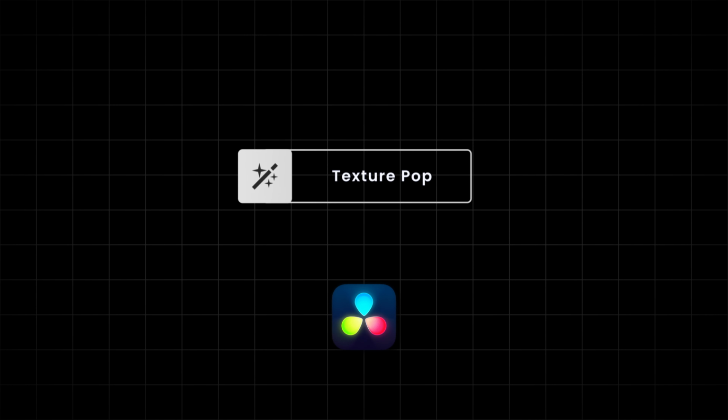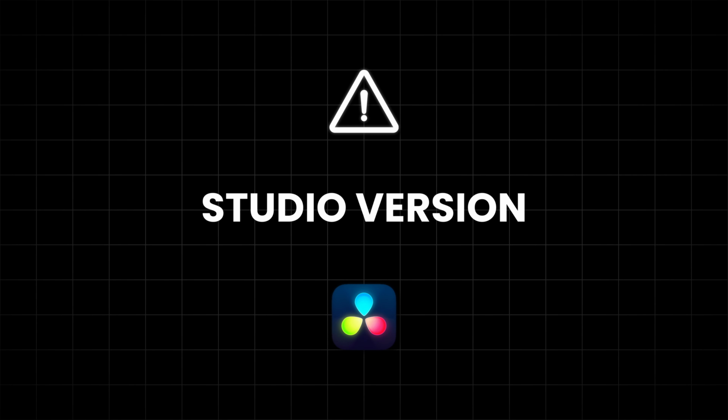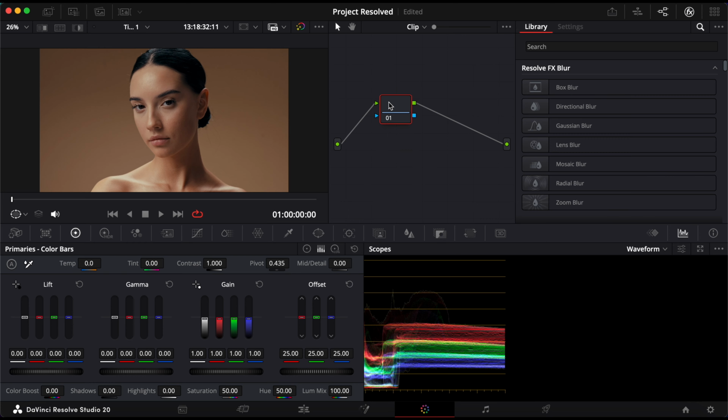In this video, I'll show you how to add texture pop in DaVinci Resolve to enhance fine details in a controlled way. Please note that texture pop is a studio-only effect. Start on the color page and select your clip.